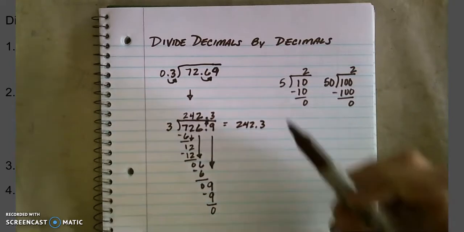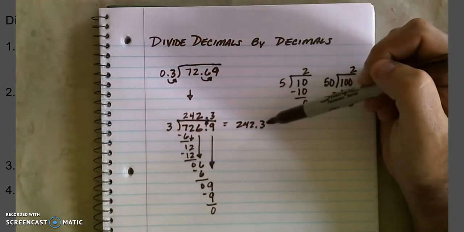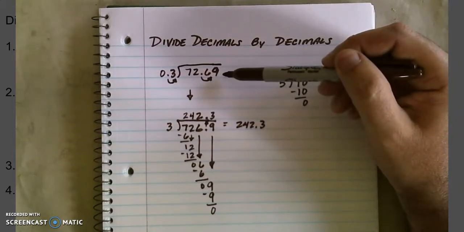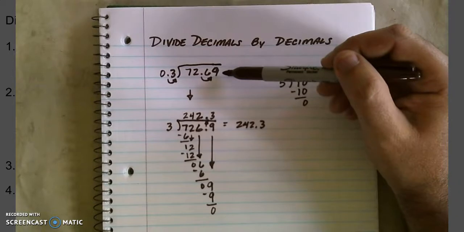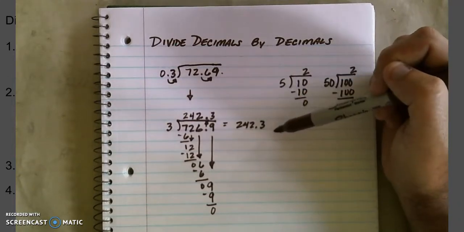Now you might be looking back at the original problem and saying, well, wait a minute. My answer shouldn't be larger than the number that I started with. But remember, we didn't keep this same number. We multiplied it by 10. Our answer, or the number that we're dividing, is 726. So this is a reasonable answer.